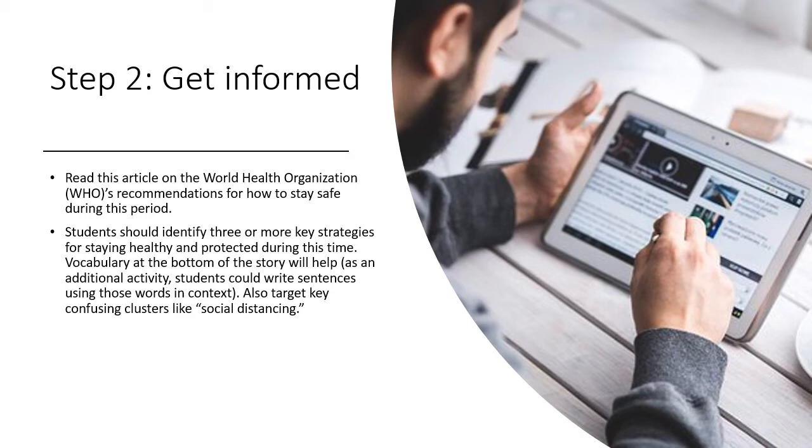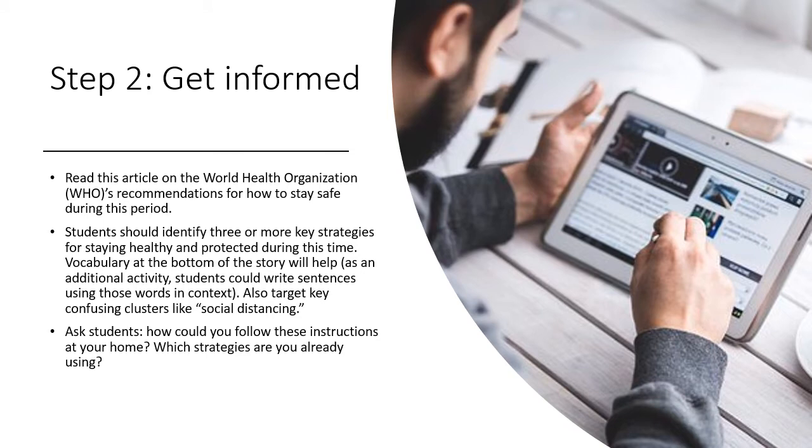Okay. Some of those phrases still might be confusing for students, like social distancing, and so those are places where we might actually want to talk to students about their own context. As an example, we could say, how could you follow these instructions at your home? How could you social distance? Right? What are some activities that you like to do with your friends that maybe for the next few weeks you just wouldn't do? Right? What strategies are you already using?